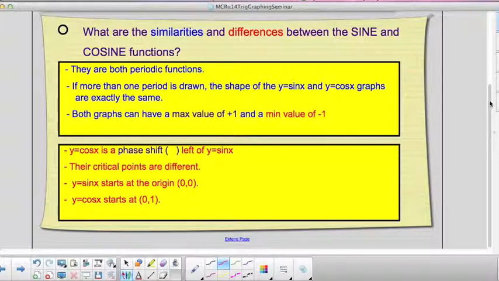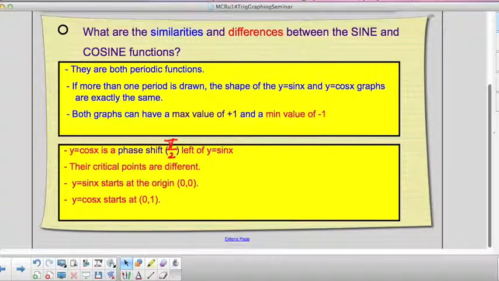Y is equal to cos x is a phase shift pi/2 units left of y is equal to sine x. That's a difference. Their critical points are different. Y is equal to sine x. This is the main way of identifying. Y is equal to sine x starts at the origin 0, 0, whereas y is equal to cos x starts at the point 0, 1.